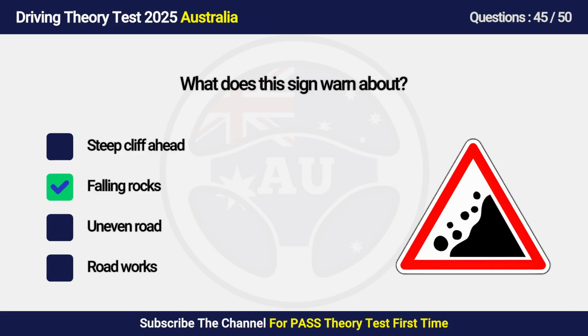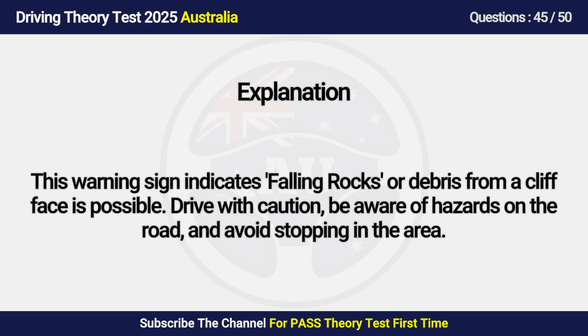Answer is B, falling rocks. This warning sign indicates falling rocks or debris from a cliff face is possible. Drive with caution, be aware of hazards on the road, and avoid stopping in the area.